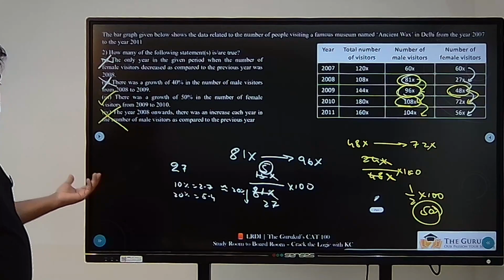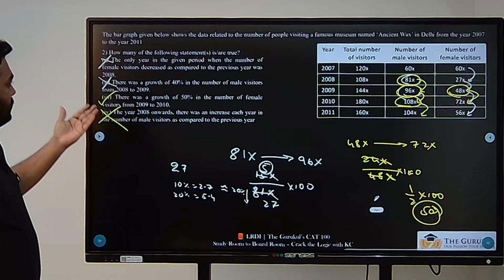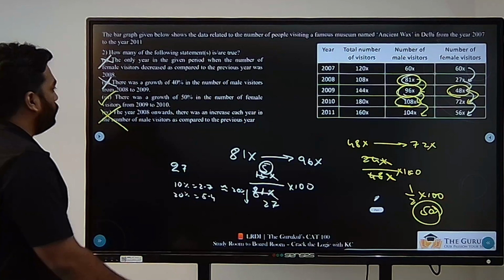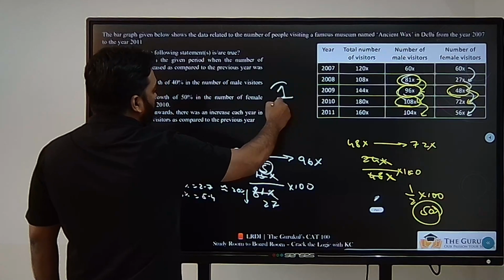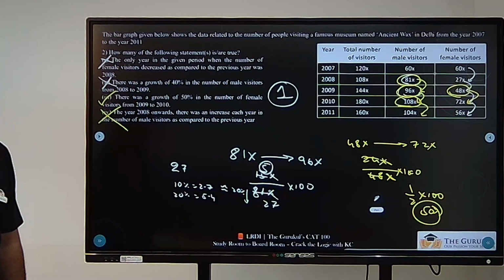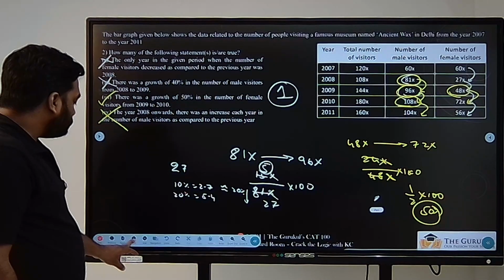So this is also not true. Now this is a typo question. Like you need to type the answer. How many of the following statements are true? Your answer is 1. Only one statement is true among the 4 statements.